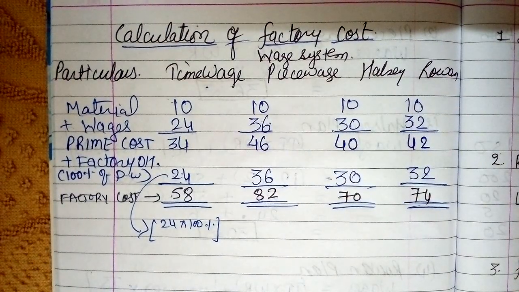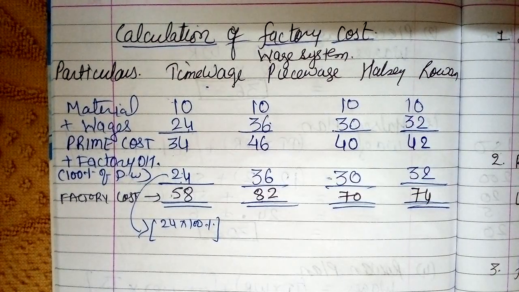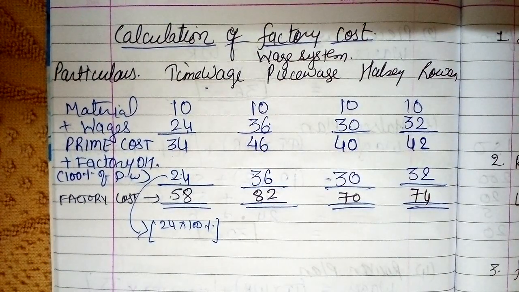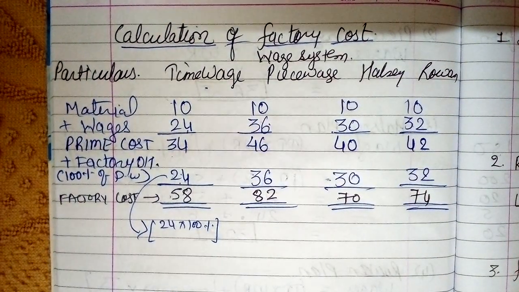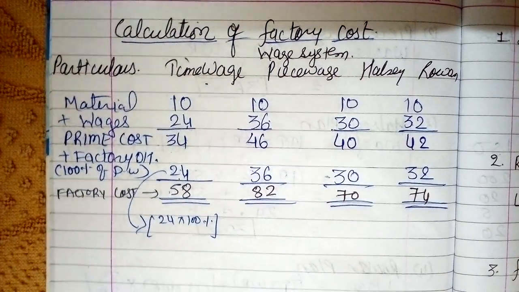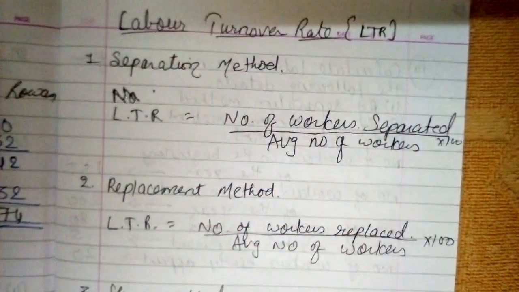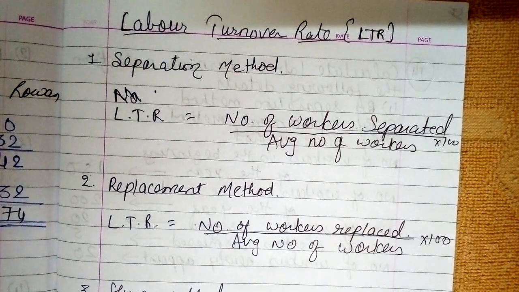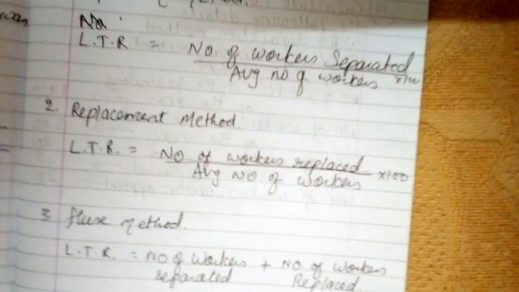I have already explained all these things in detail in our previous video session, in which I explained them through the PPT slides. So you can refer to the same for the formula and the further explanation, and then you can start with the same. For your reference, I have noted down the formula of labor turnover rate. There are three methods of labor turnover rate: separation method, replacement method, and flux method.